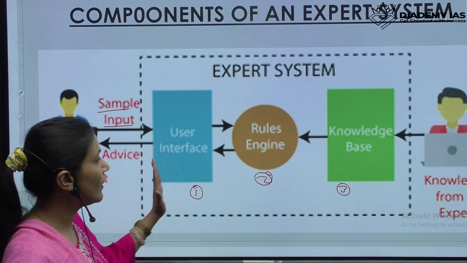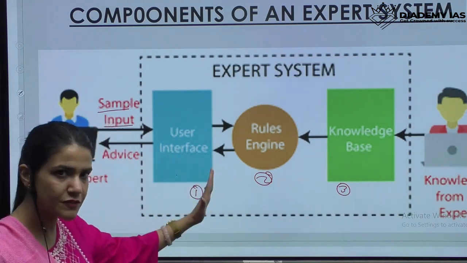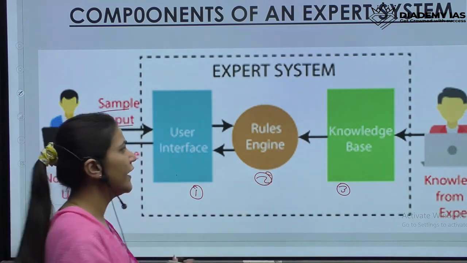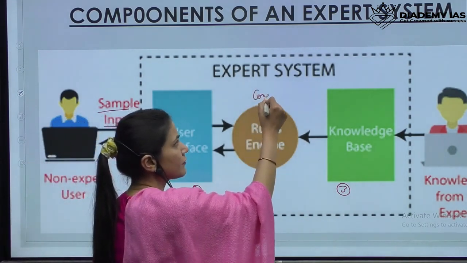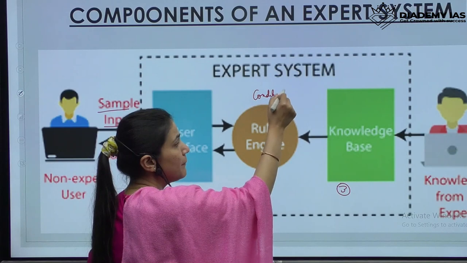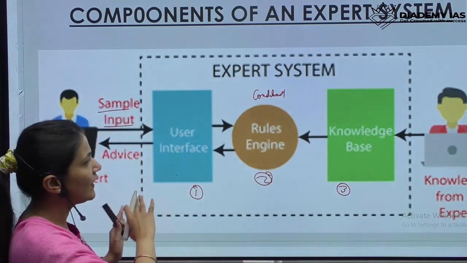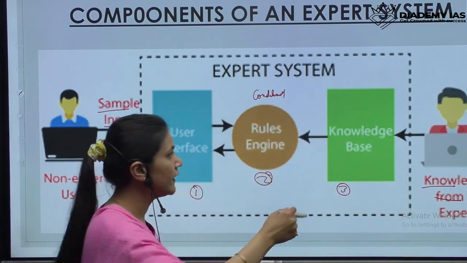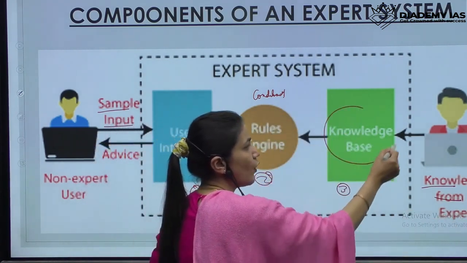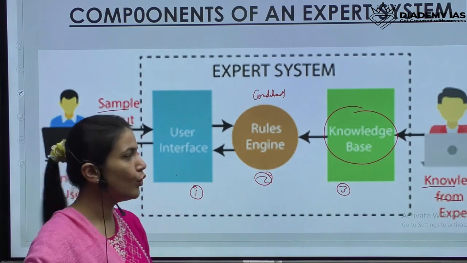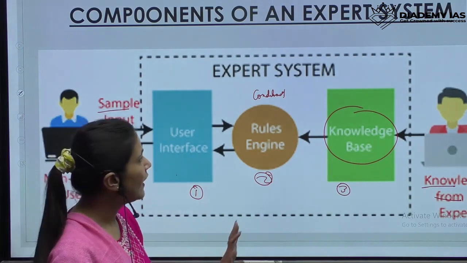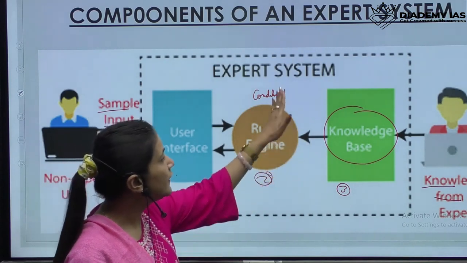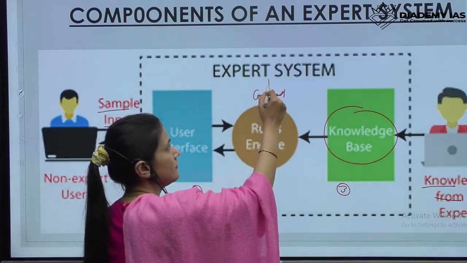Then, as per the facts that have been given, this user interface further passes it to the rules engine. Here the conditioning is being done, right? But before the conditioning is done, the knowledge from an expert is already present in the pool of the knowledge base. Now, when the user interface has provided those facts, the conditions are applied on those facts.